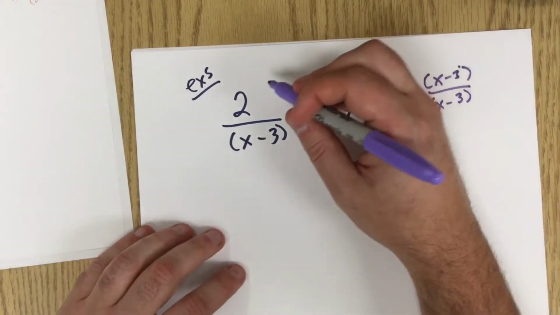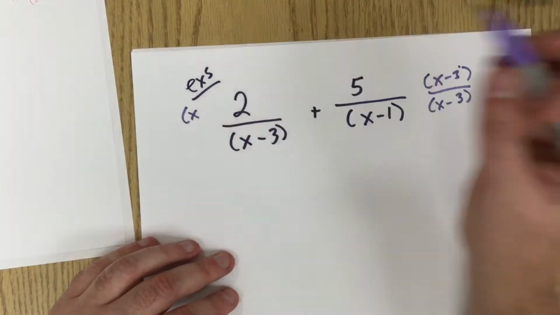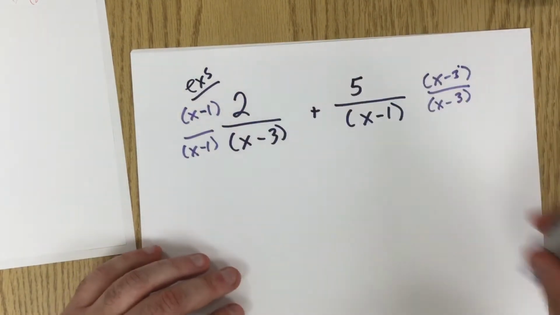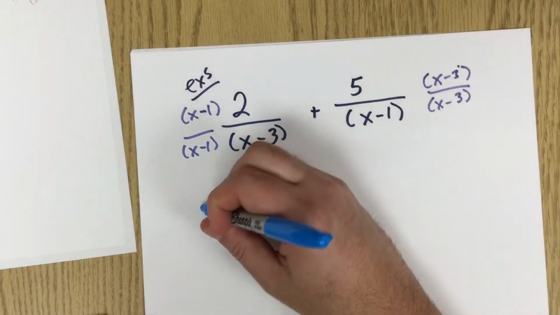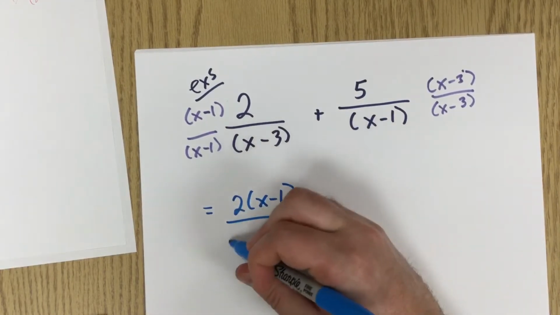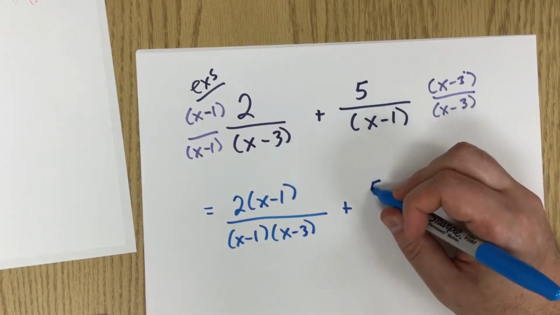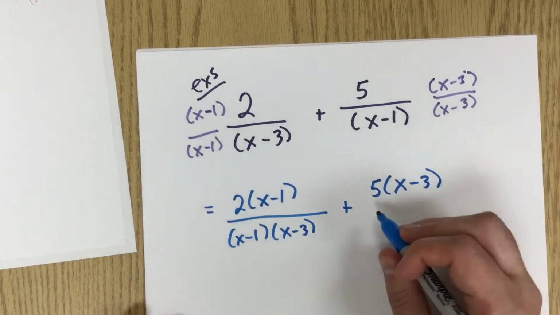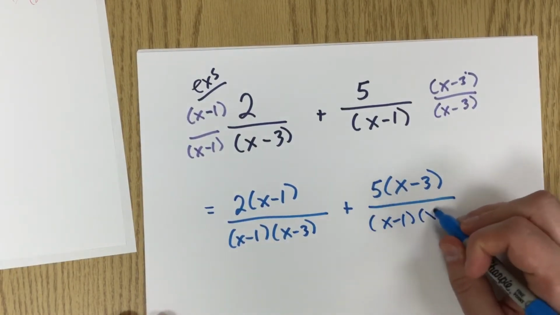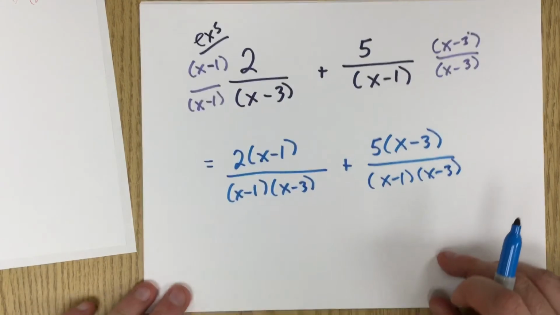And this one I'm going to multiply by, I'm going to do it on the left side because I don't think I gave myself enough room there, but when you multiply, it doesn't matter which side you put it on. x minus 1 over x minus 1. So what does that give us? That gives us 2 times x minus 1 over x minus 1 times x minus 3 plus 5 times x minus 3 all over x minus 1 times x minus 3. And the denominators are the same. As a reminder, if these two were switched, they would still be the same.